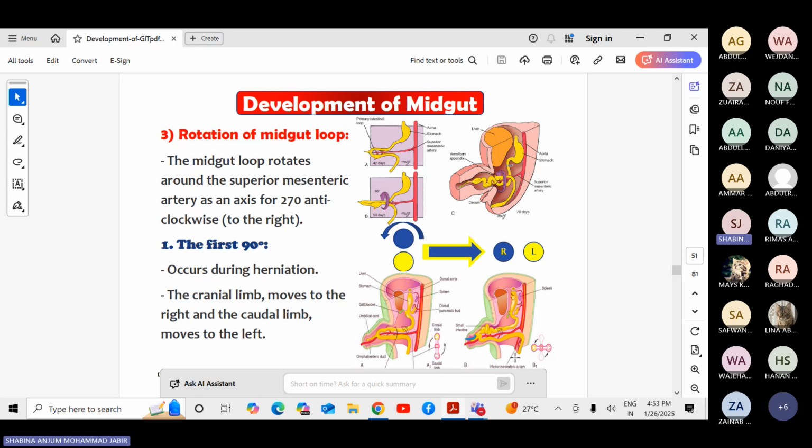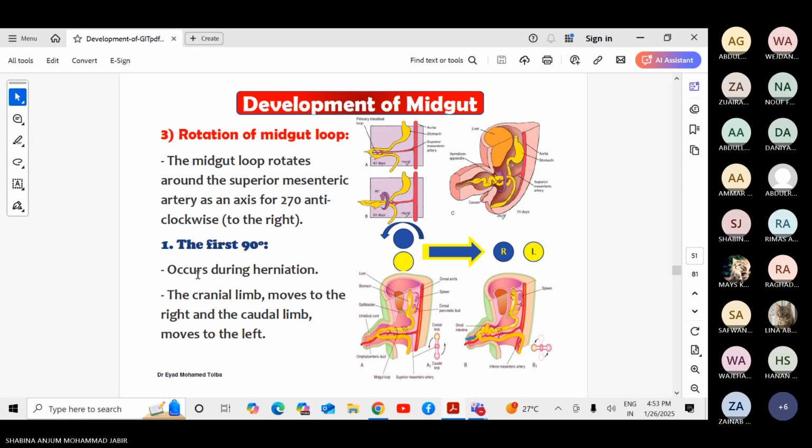It is not only a rotation of 90 degrees, it is rotation three times, a 270-degree anti-clockwise rotation. The first 90 degrees will occur during the herniation. The cranial limb will move to the right. This blue, which was above at the cranial end, has become right, and the caudal limb, yellow, has become left. So the cranial and caudal limbs, which were above and below, will now become right and left.